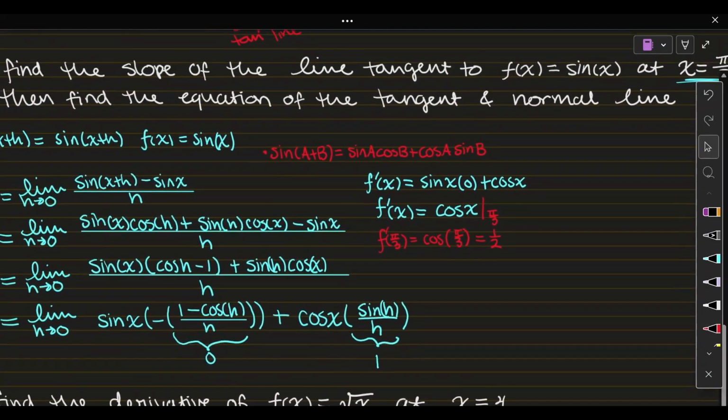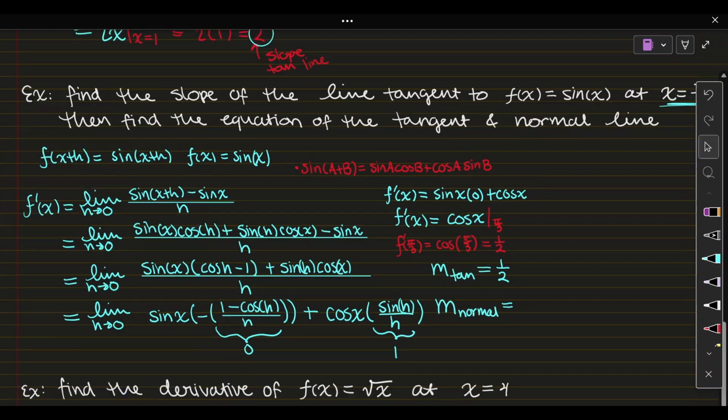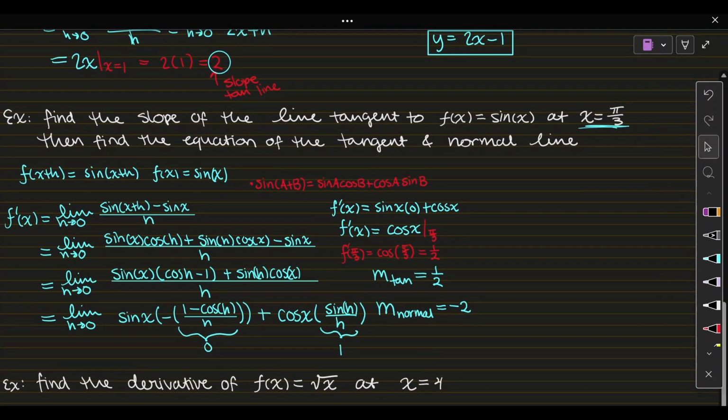Okay, great. So that's the slope of my tangent line. So my m tan equals 1/2. And then remember that the slope of my normal line is the negative reciprocal of the slope of my tangent line because they're perpendicular. So it's going to be -2. Okay? So that's important information for finding the normal and tangent line.